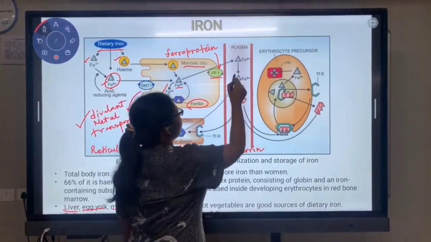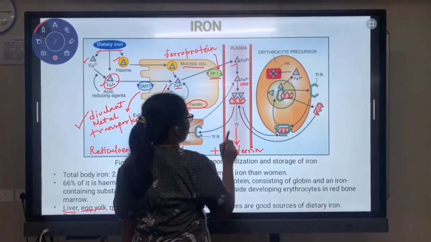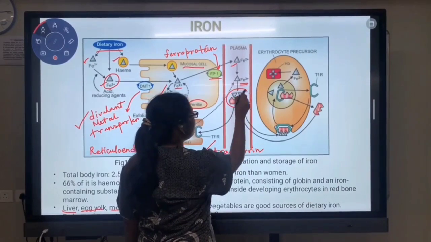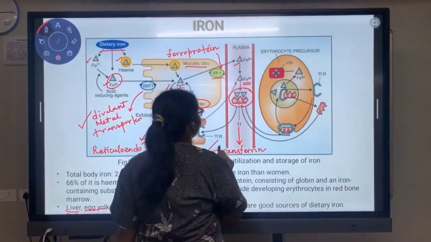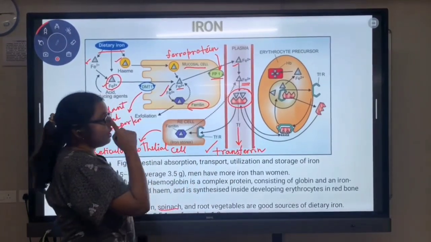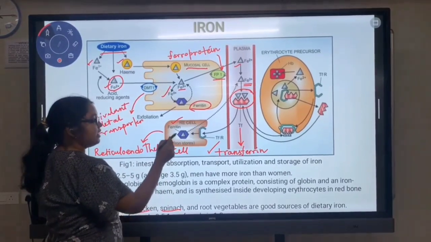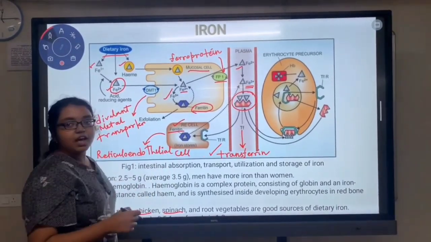In the plasma, ferrous iron is again converted into ferric iron and then it binds to transferrin. The transferrin protein can bind two molecules of ferric iron. This transferrin protein along with ferric iron can go to the reticuloendothelial cell where it can again bind to the ferritin, and this is the storage of the iron.